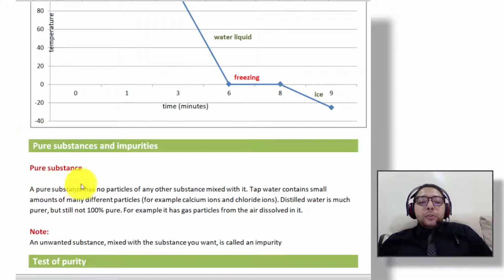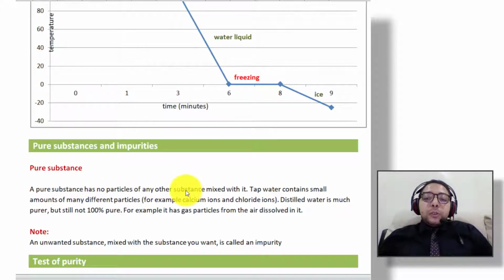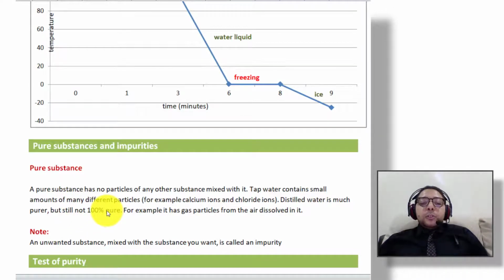So in the pure substance we have no particles of the other substance mixed with it. Okay, as an example, we have the tap water. Tap water is full of minerals and different particles like calcium ion and chloride ion, while on the other hand distilled water has a much higher purity percentage than the tap water, as the amount of dissolved substance is considered to be less than what we have in the tap water.